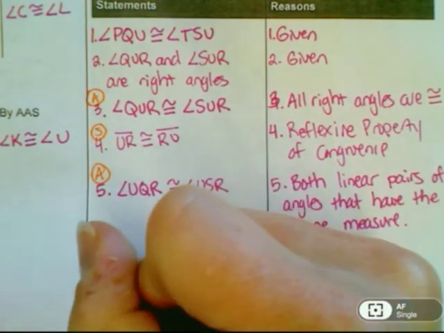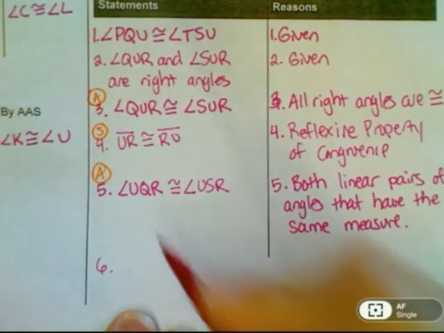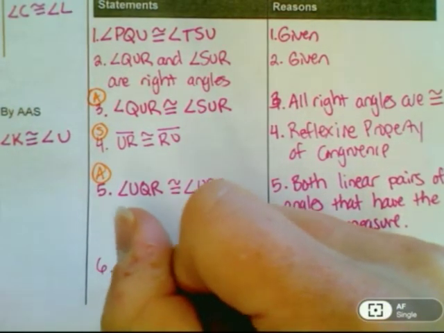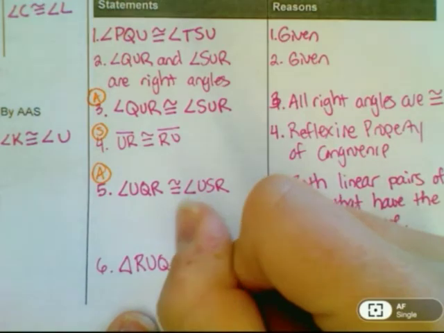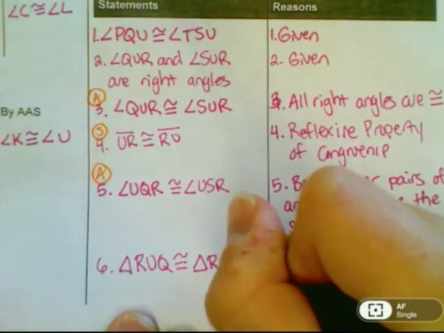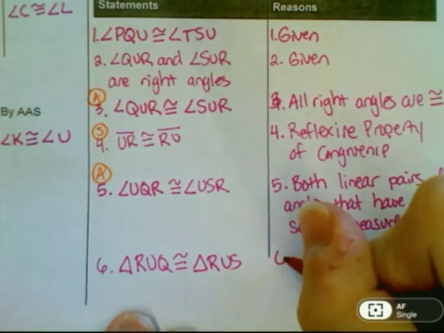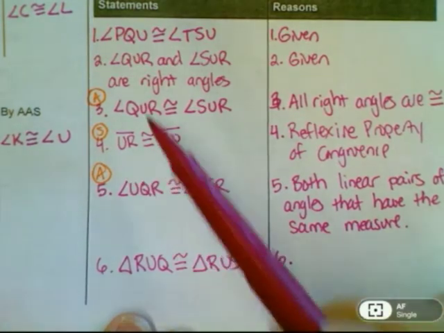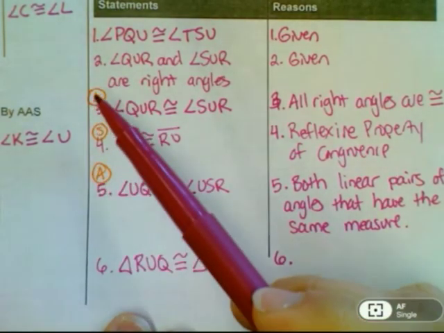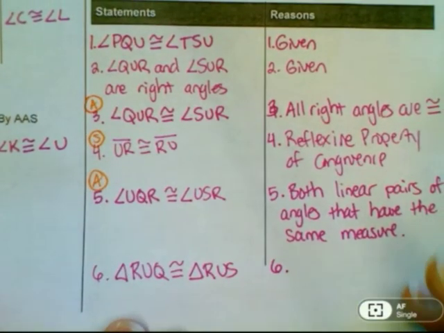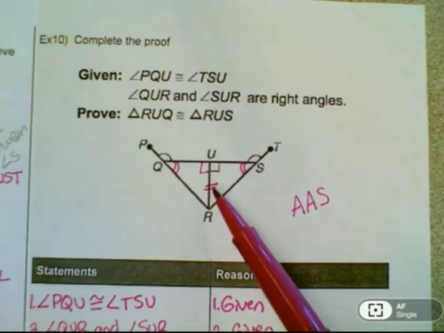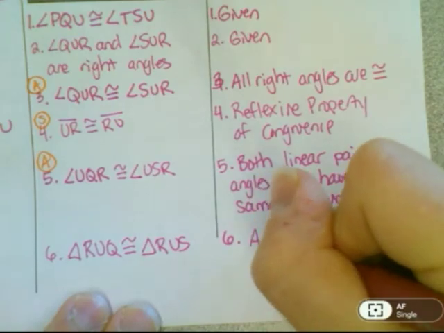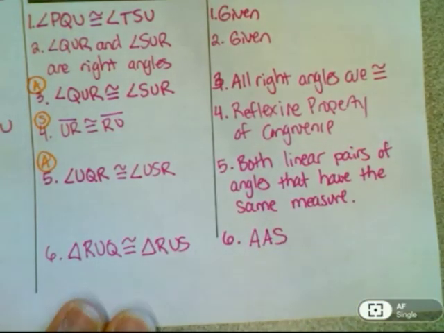And so I'm ready now to write my proof statement. We were supposed to prove that triangle RUQ was congruent to triangle RUS. And be really careful, because the way that I ordered them here, it looks like ASA, but keep in mind that the side is not between those angles. And so the reason here is actually angle, angle, side.